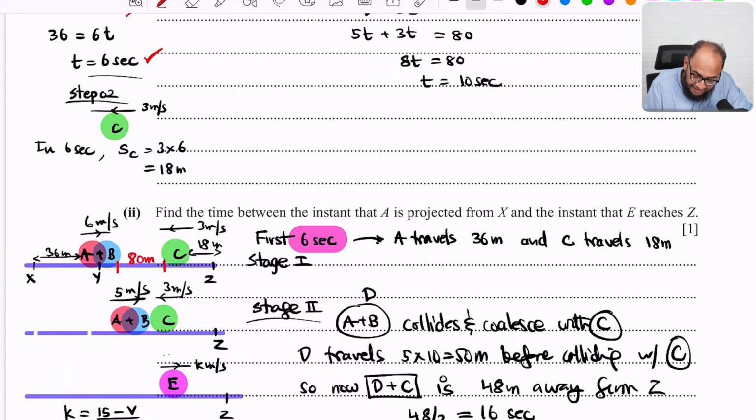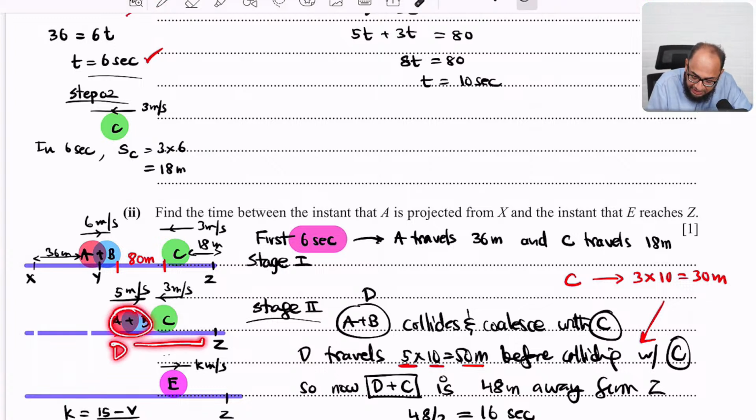Now out of these 80 meters, A and B travel 5 into 10, 50 meters before collision. And if you want, I can write C travels 3 into 10, which is 30 meters before colliding. But I'm looking from the perspective of D. This is D, because it has to travel all the way till C. So out of this 80 meter traveling that's done, 50 meters is already covered. So 98 minus 50, I have not written this, so 98 minus 50 is 48. That needs to be covered.